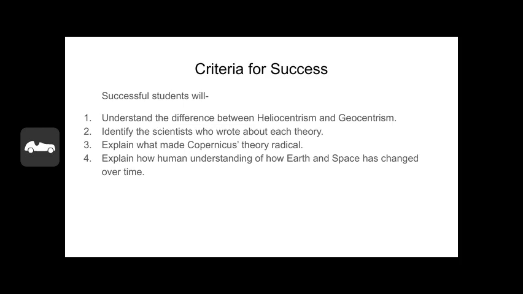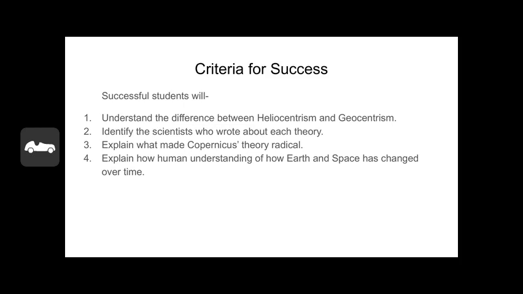Way to go, Andrew. You're on fire. Aristotle with the geocentric theory, Copernicus with the heliocentric theory. Well done. Number three, Julia, could you explain what made Copernicus's theory radical? Well done, Julia. Well done.